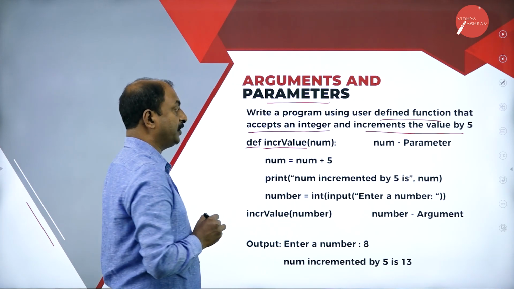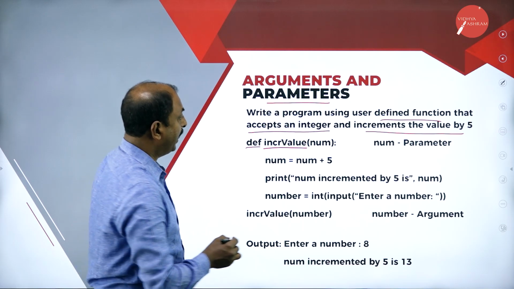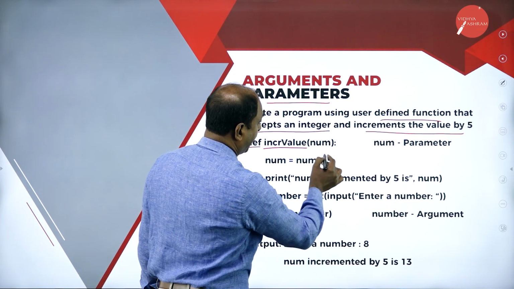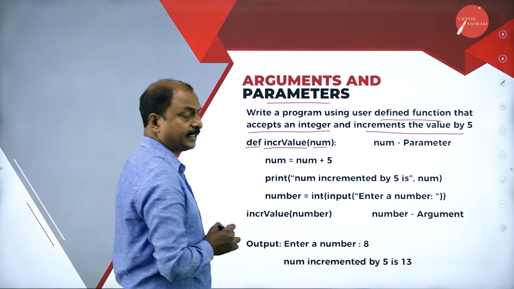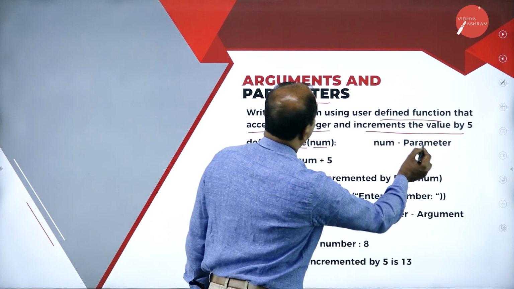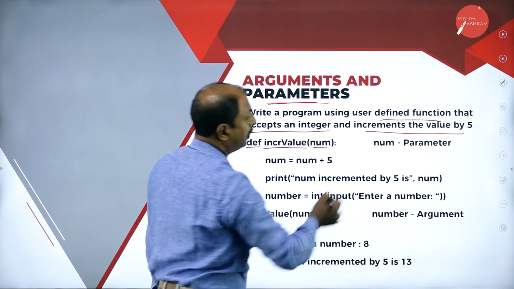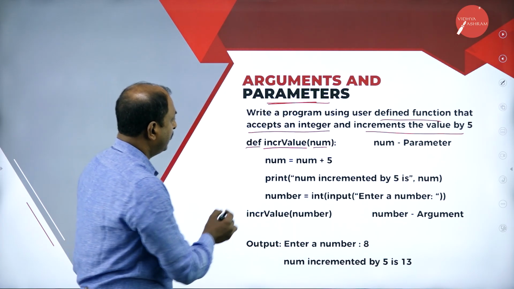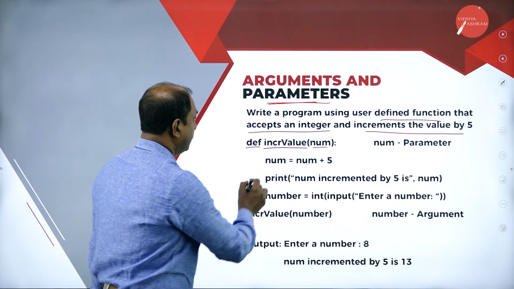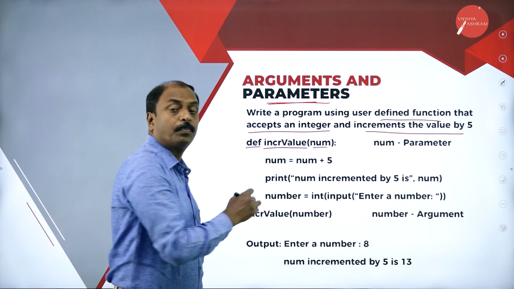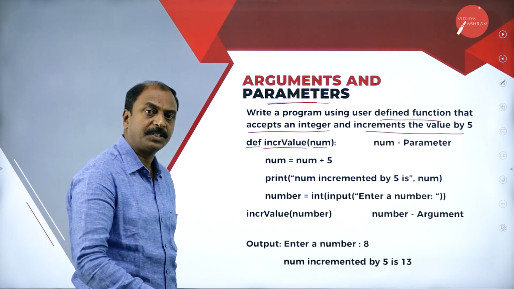This is the name of a function, or nothing but an identifier. And in this example, open the bracket, we have written num. In this example, num is called a parameter. So here, arguments and parameters, num is called a parameter, and indentation starts like this. Indentation. Next we have to write the program statements or function statements.